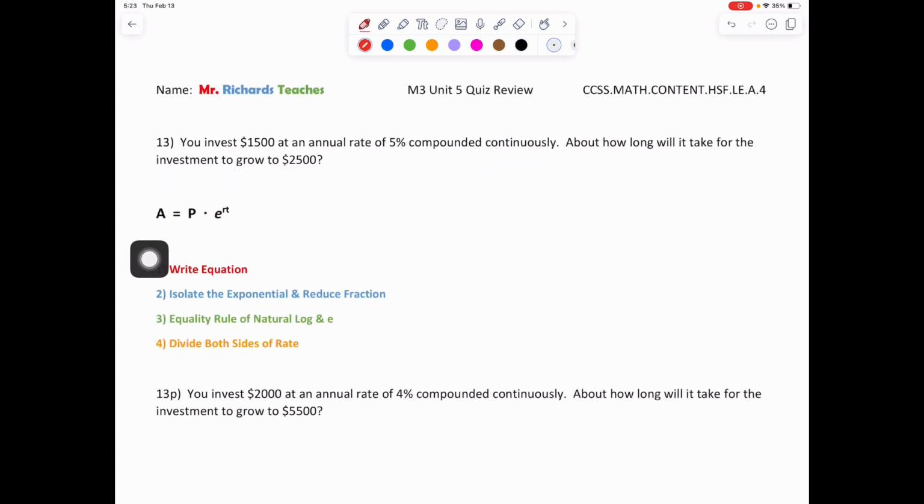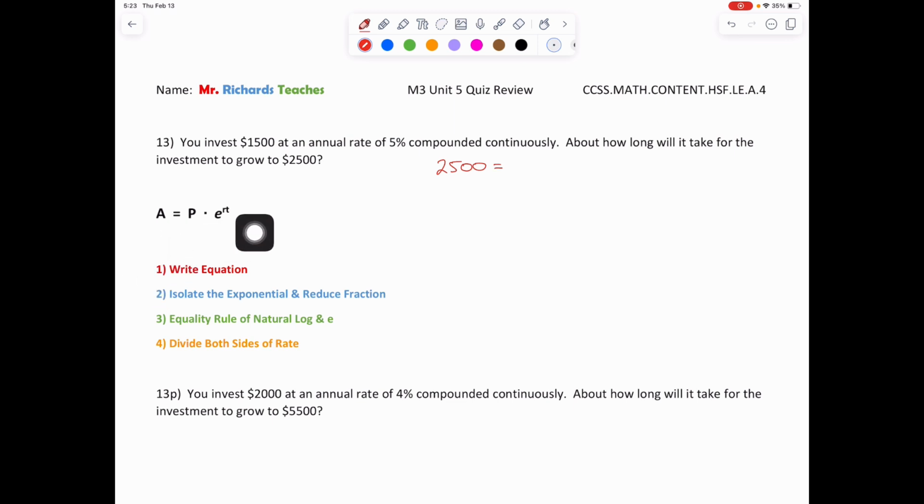Incoming is number 13. You invest $1,500 at an annual rate of 5%, compounded continuously. About how long will it take for the investment to grow to $2,500? Well, our $2,500, we are going to use that to represent our A. So let's go ahead and write that 2,500 because we are step 1 writing the equation.